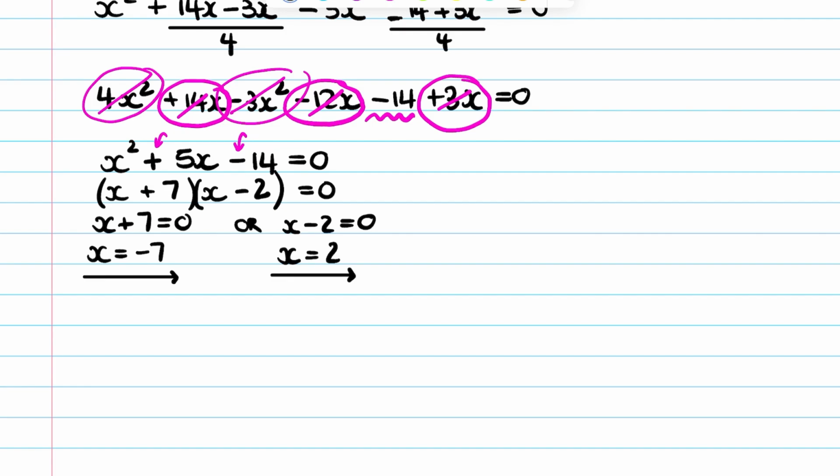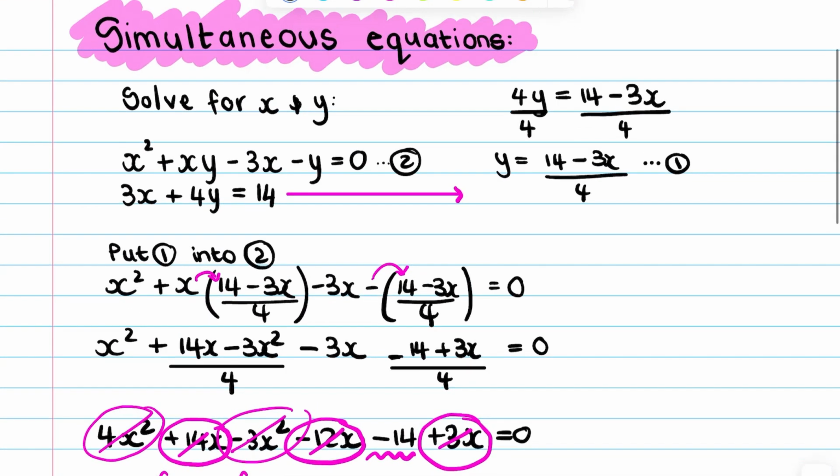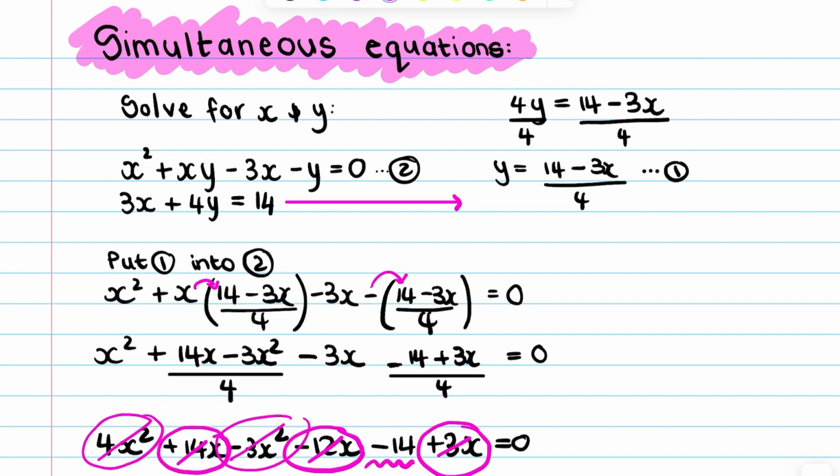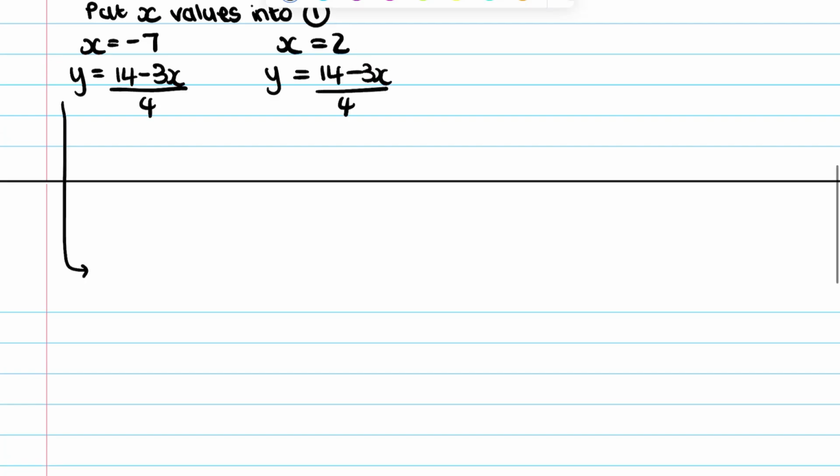So now the next thing to do is to put your x values into the first equation, right? Equation number 1 that you worked out. So simply write, put x values into 1. Then what you can do is write your x values down. X is equal to negative 7 and x is equal to 2. And then what you want to do is find your equation 1, which you worked out here. Okay, and you want to stick it at the bottom. So write it down quickly and then you just sub in. So I'm going to do this down here so it's a little bit easier to see.